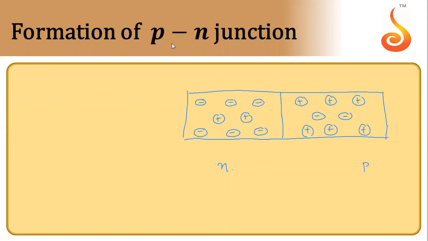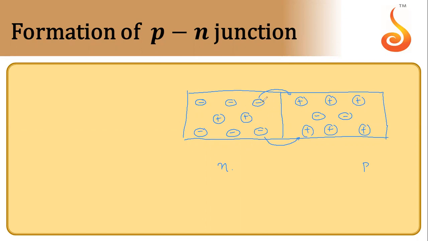Next is formation of p-n junctions. Now we know there are a lot of electrons in n-type and there are a lot of holes in p-type, and holes attract electrons. So what will happen? Electrons will start moving towards holes. So these electrons will move towards holes.